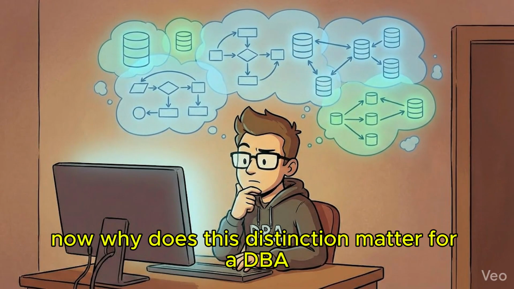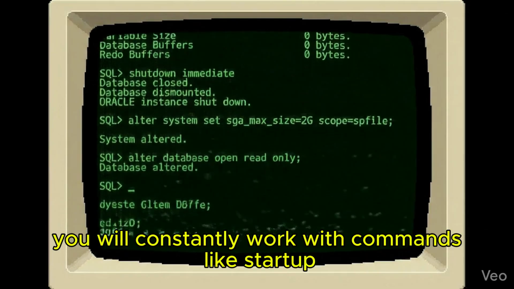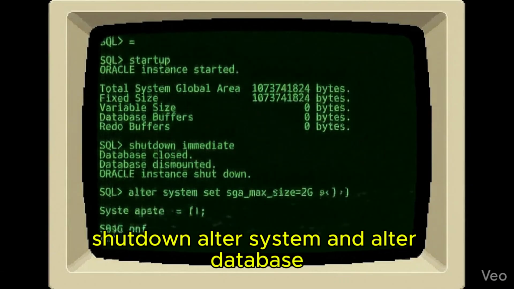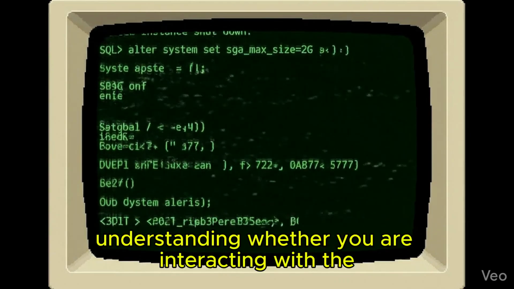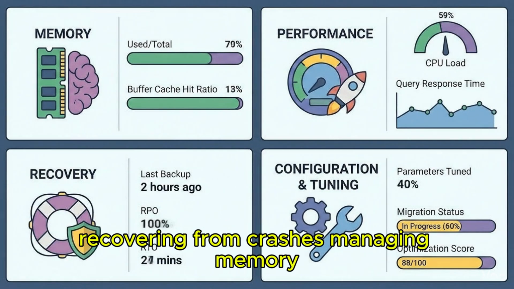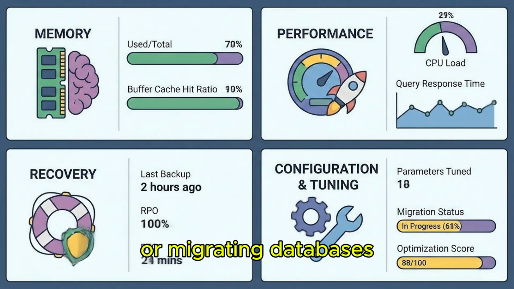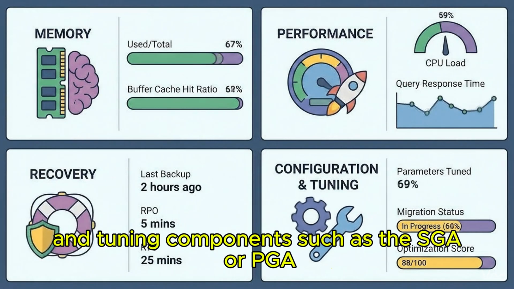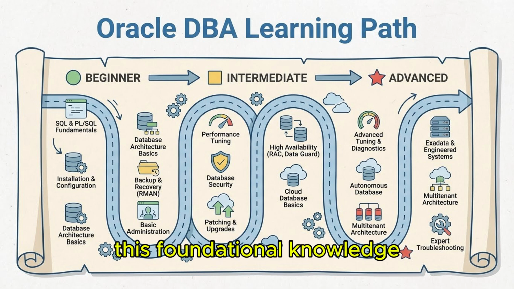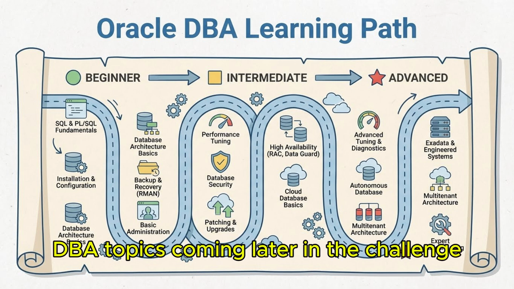Now, why does this distinction matter for a DBA? As an Oracle DBA, you will constantly work with commands like startup, shutdown, alter system, and alter database. Understanding whether you are interacting with the instance or the database is critical when troubleshooting performance issues, recovering from crashes, managing memory, configuring parameters like pfile or spfile, cloning or migrating databases, and tuning components such as the SGA or PGA. This foundational knowledge prepares you for more advanced Oracle DBA topics coming later in the challenge.